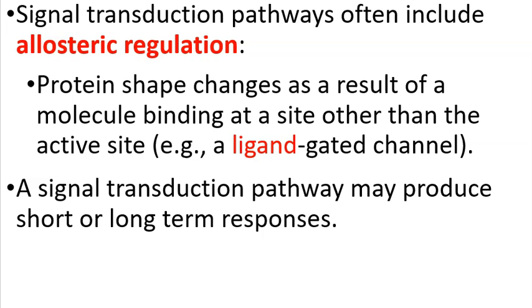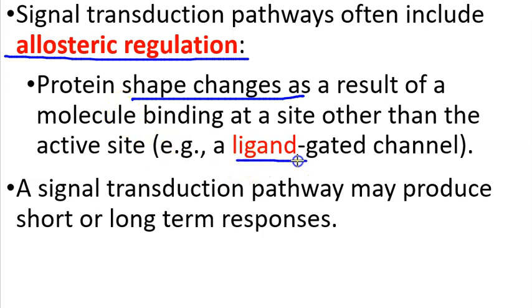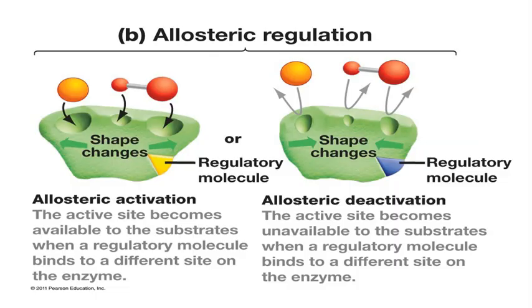And here's just another example of that. So signal transduction pathways often include allosteric regulation. It's never going away. Shape change, never going away. So proteins change shape as a result of a molecule binding, okay? And this might cause the protein to be active or non-active, and it could cause the active site to actually be available. As a review, allosteric regulation is on a site other than the active site.